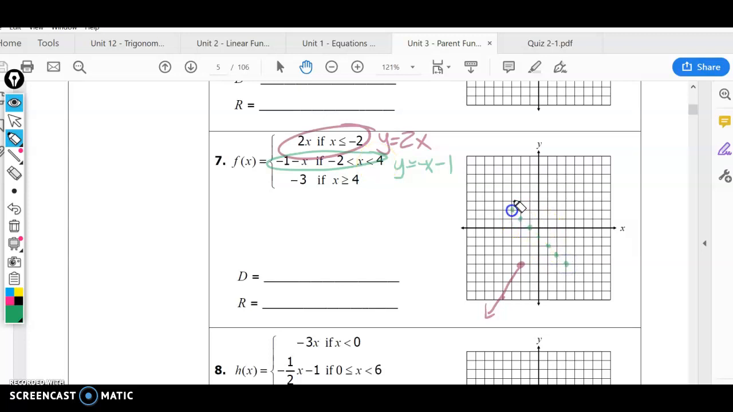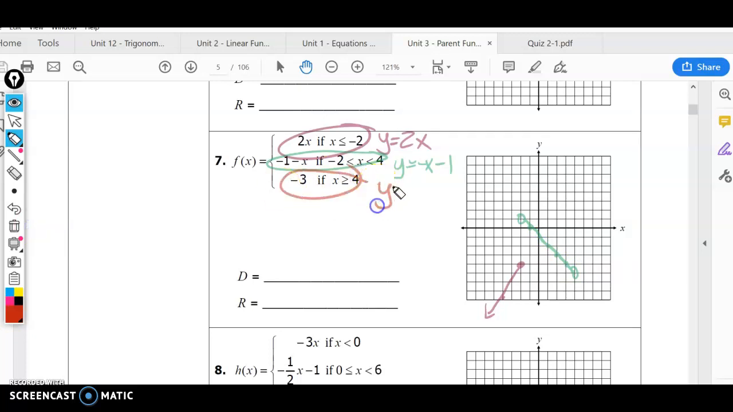A negative 1 y-intercept with a negative 1 slope, but we only want it from negative 2, erase these, to 4. 1, 2, 3, 4. So we don't need these also. And on the endpoints at negative 2 and positive 4, they are open, just like that. And we connect the line. There you go.